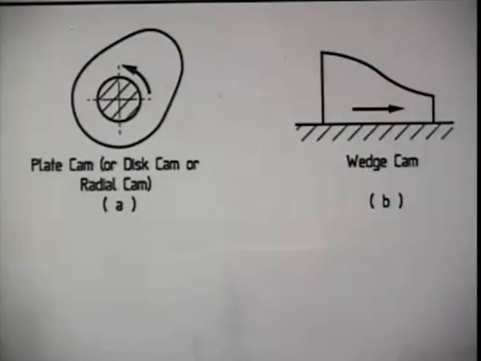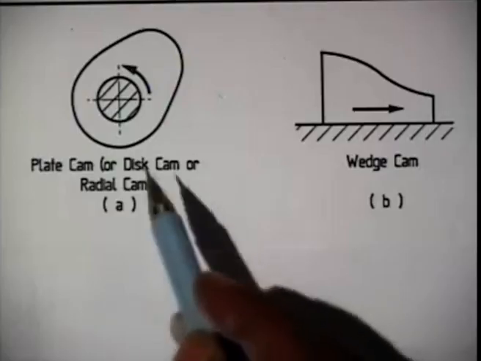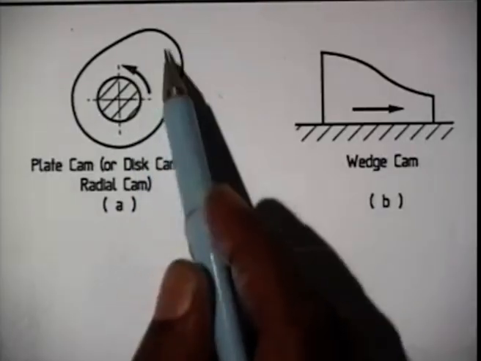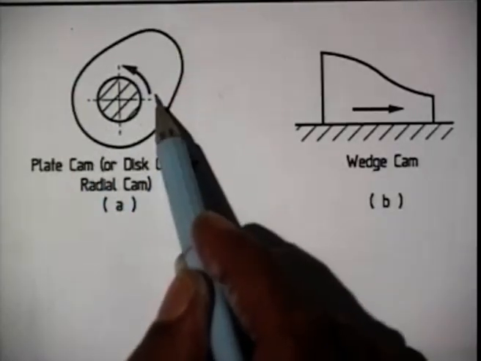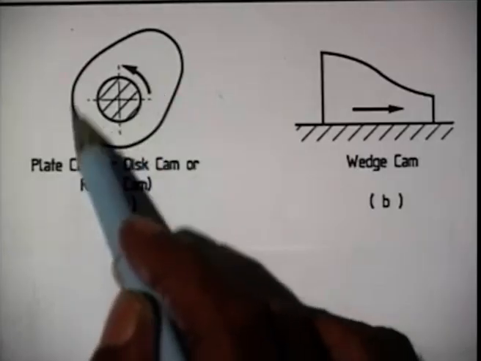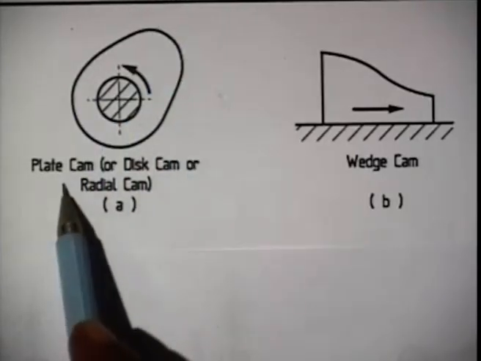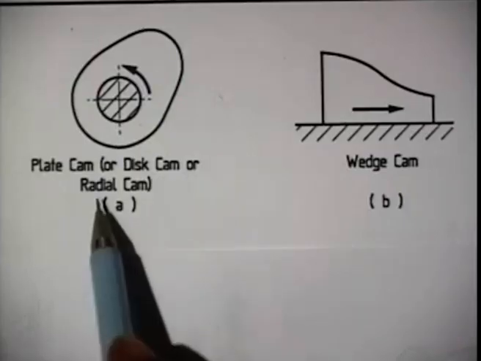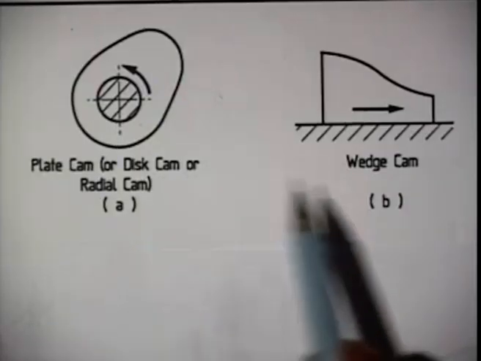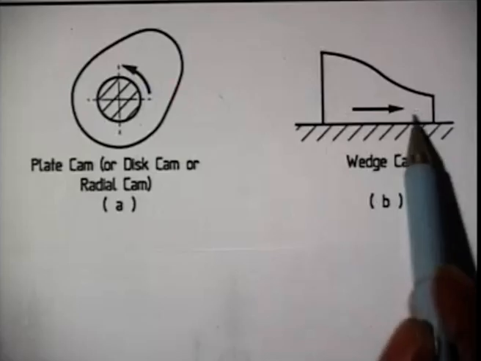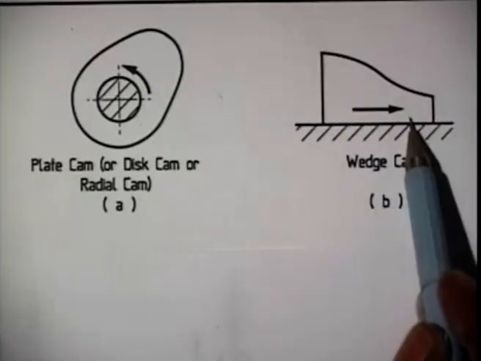As we have just now said, the planar cams can be classified in various ways depending on various criteria. The first classification we made depends on the type of input motion. Here the input motion, that is the cam, has an angular or rotational motion. Then we call this cam a plate cam or a disc cam or even radial cam. Whereas if the cam has a linear motion, then we call it a wedge cam.